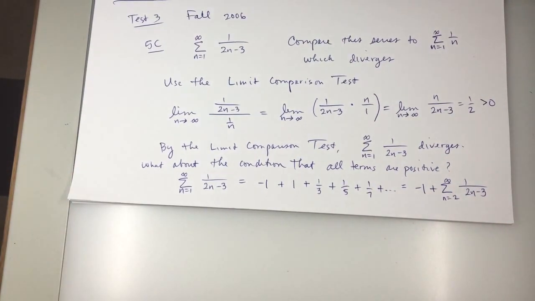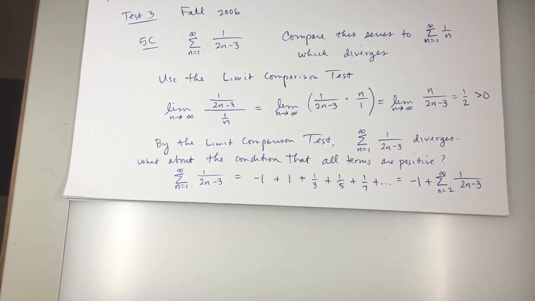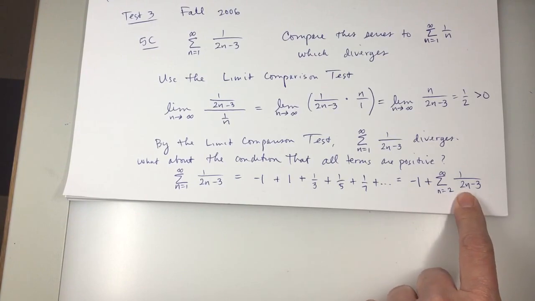So then what I'm really doing is applying the limit comparison test to this, which does have positive terms. If there are some terms in the beginning that don't quite fit, I just say, okay, I'll consider those terms separate. I know what happens if I add a negative 1, and then just look at the rest of it.